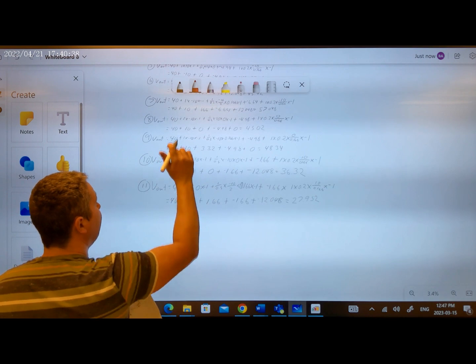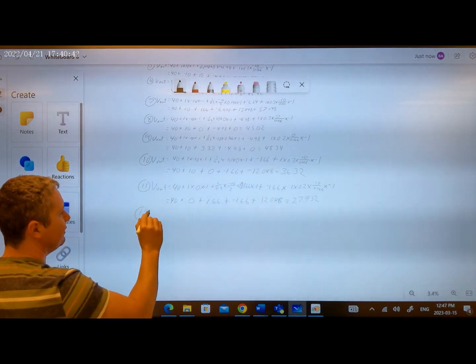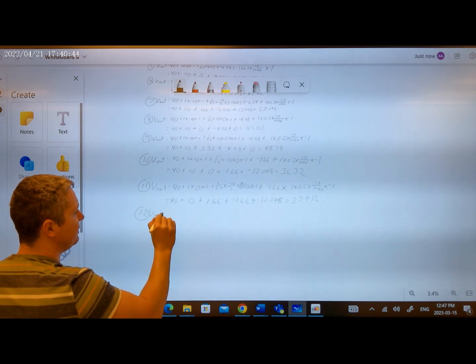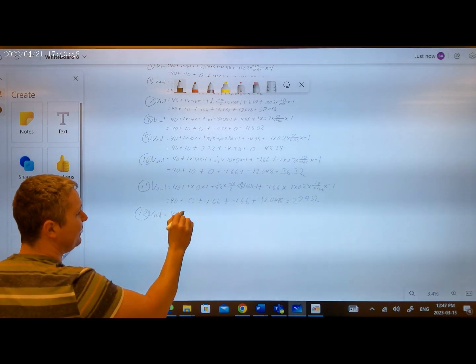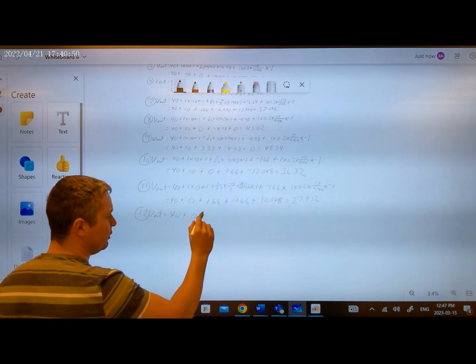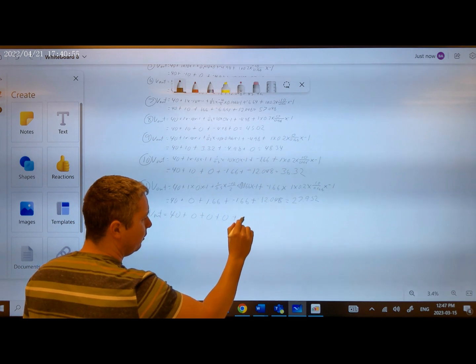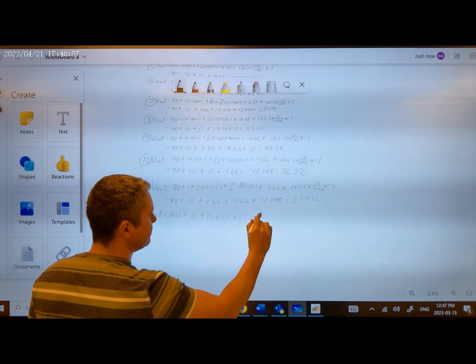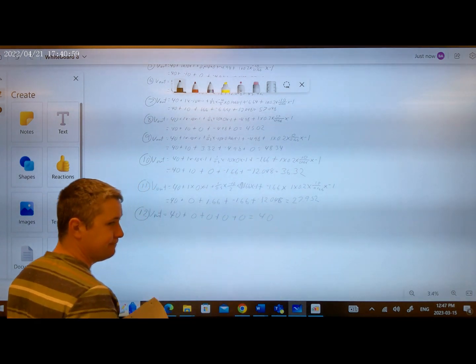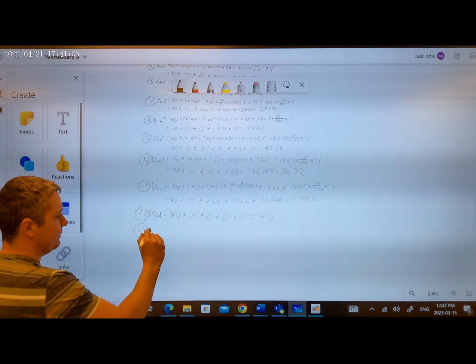So just so we don't have a blank spot here, we're going to go 12 V out equals our bias plus no proportional, no new integral, no old integral, no derivative, which equals 40. Okay? 13.